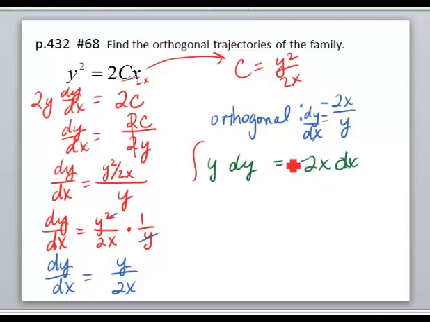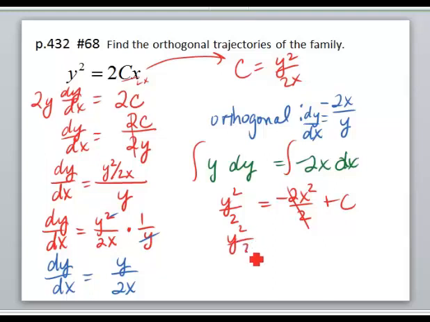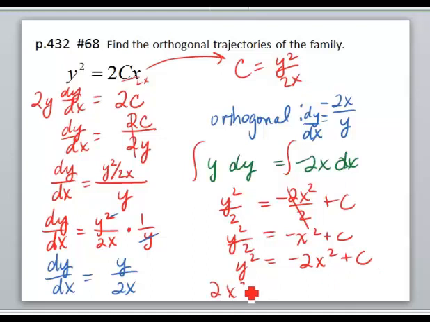So now I'll integrate both sides, and I get y squared over 2 equals negative 2x squared over 2 plus c. Now those cancel, and I end up with y squared over 2 equals negative x squared plus c. Multiply everything times 2, and then I can move my 2x squared to the other side to end up with this general solution for the orthogonal trajectory.